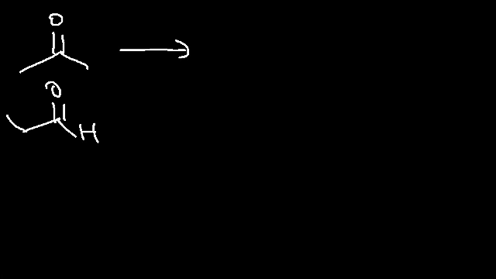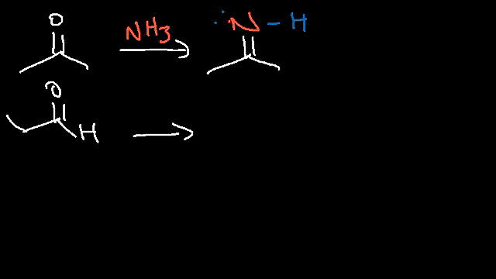Now, starting back with the ketone and the aldehyde that we had in the previous examples. Once you have the ketone, you can add ammonia to it. And you're going to get an imine, which looks like this. If you add ammonia to this aldehyde, you will also get an imine, but it's going to be on the primary carbon instead.